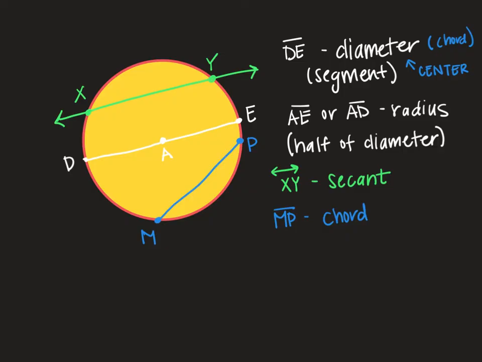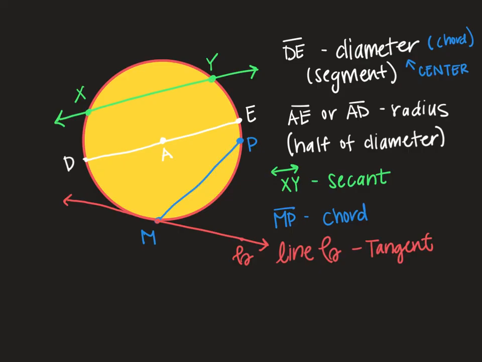And the last word we're going to talk about is called a tangent. So a tangent meets the circle at exactly 1 point. So it's a line that meets the circle at exactly 1 point here. And that point is going to be M. So say that this is line B. So we have line B is going to be a tangent.